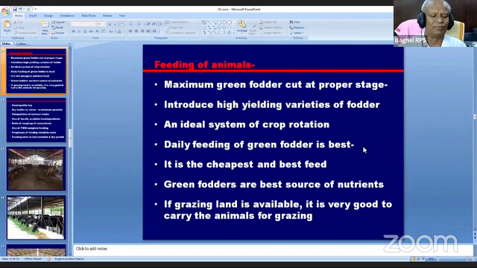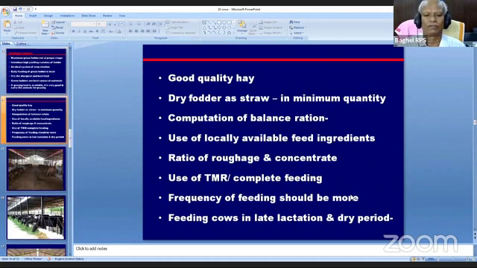Daily feeding of green fodder is best, no doubt, as I have narrated already. For animal feeding, you can realize the excellent source of nutrients is good quality green fodder. This is the most economical feed for the dairy animals, so kindly concentrate on feeding the maximum amount of green fodder. It is cheapest and best. Green fodders are the best source of nutrients. Besides, if grazing land is available, then your animal should be used for some time for grazing, by which they can get the exercise and they can get a good variety of fodder also.